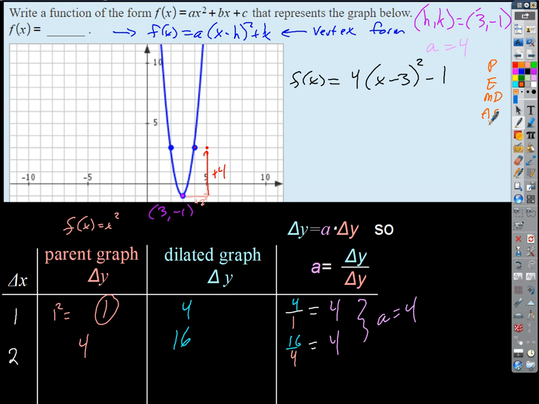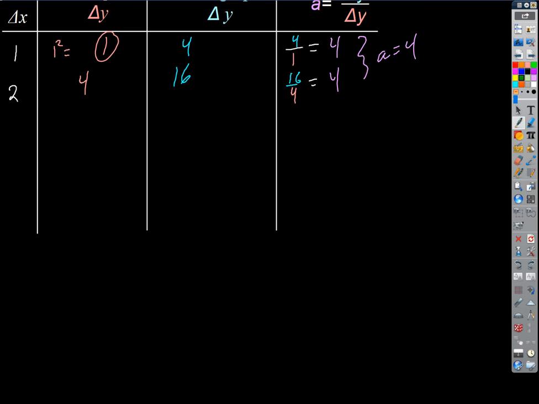Okay, so inside parentheses, anything to do? No, there's nothing to do there. What about exponents? Yeah, there is. Exponents, I've got to deal with this stuff, right? I've got something being squared. So if we've got x minus 3 squared, how do we do that?